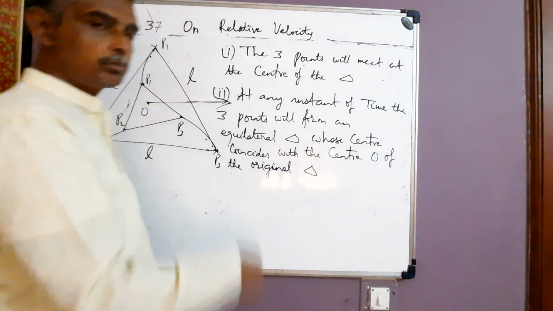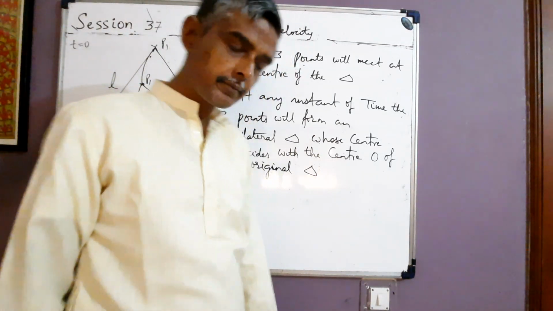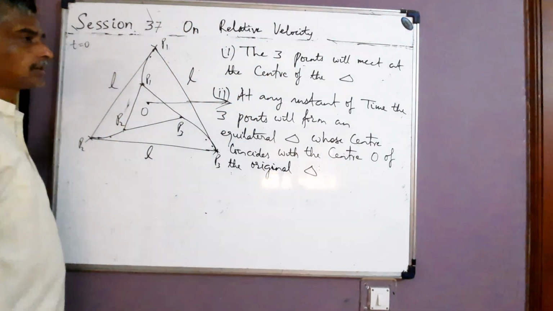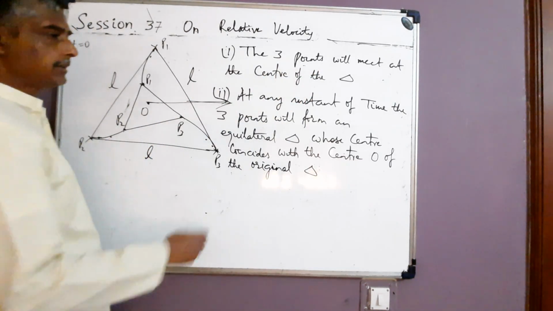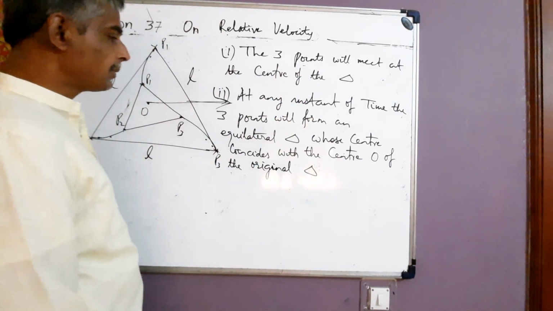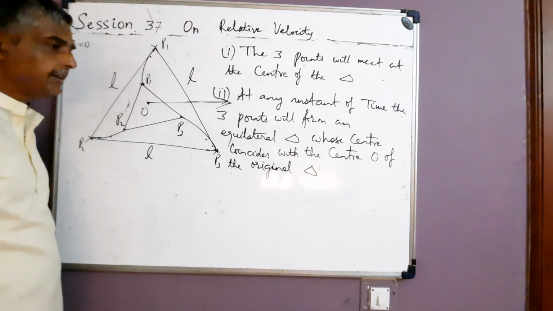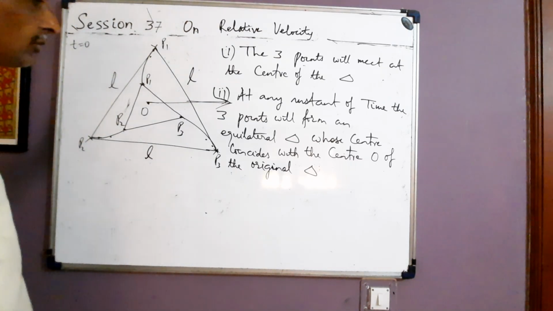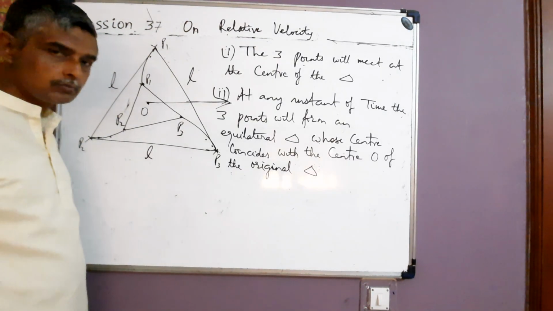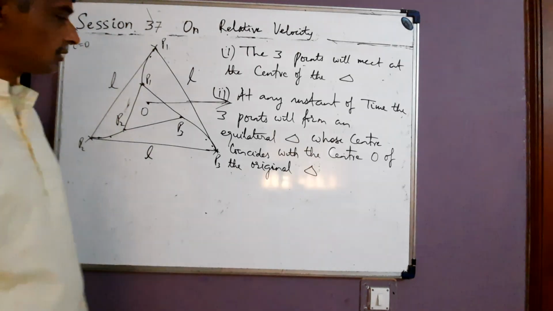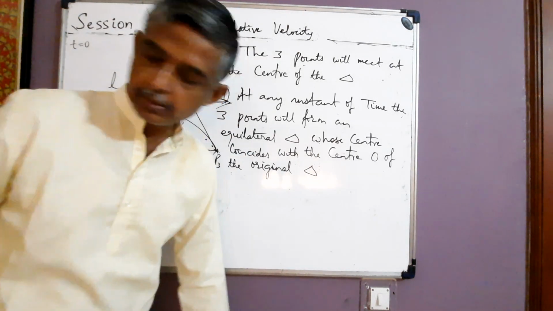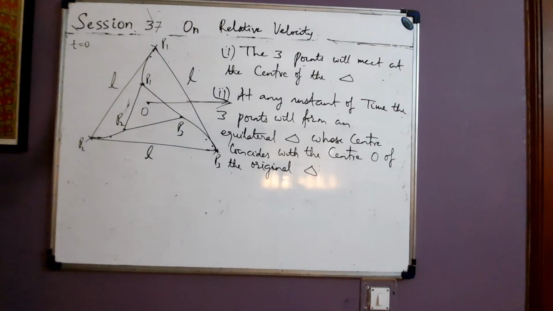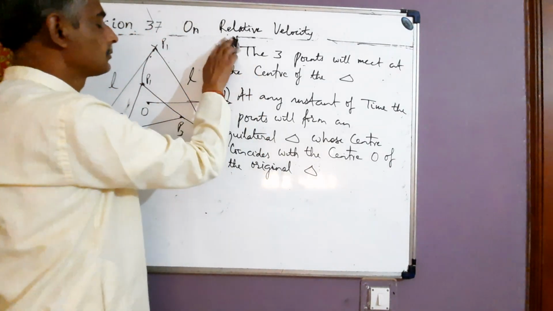So these 2 points have to be kept in mind, okay? The first point is they will meet at the center of the triangle, that is at point 2, and at any instant of time the points will form an equilateral triangle whose center coincides with the center O of the original triangle, that is at time 0. Okay, so this is the basic assumption. This is the basic point which has to be made clear.